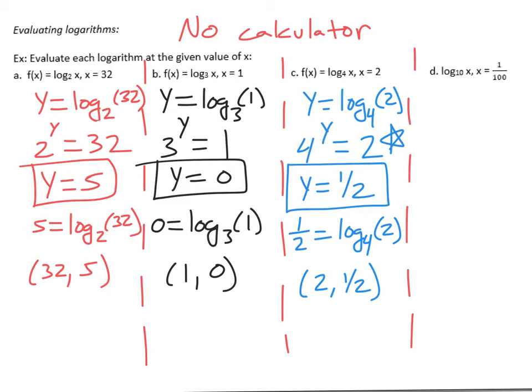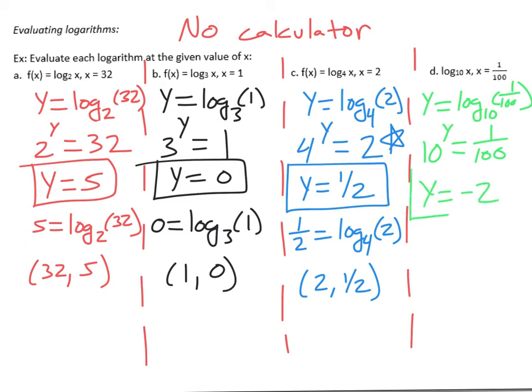All right, last one. Here's log of 10. y equals log base 10 of 1 over 100. Or 10 to what power would be 1 over 100? It's the other way to look at it. Okay? Again, after a little bit of guess and check, you'd see -2.